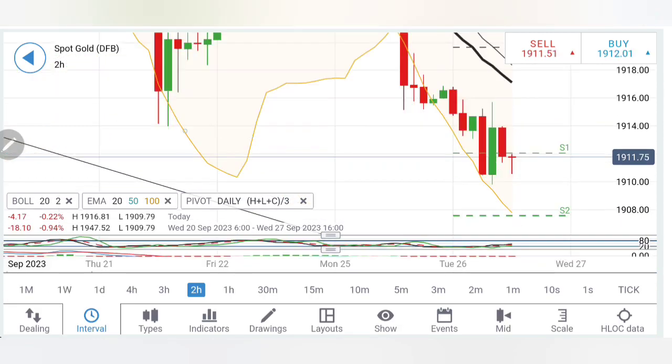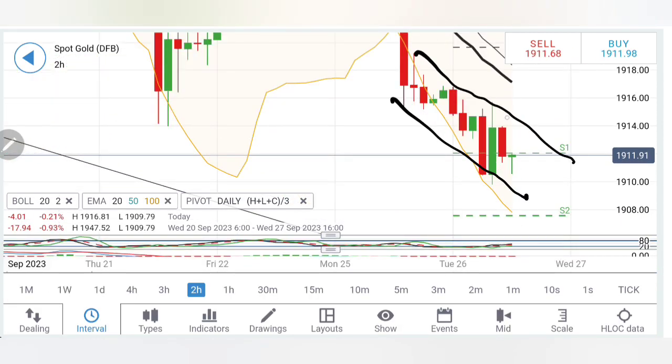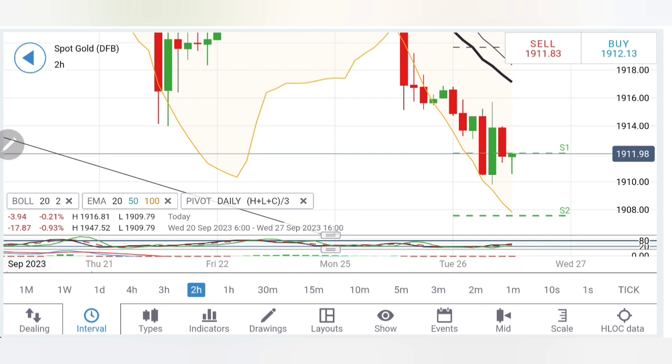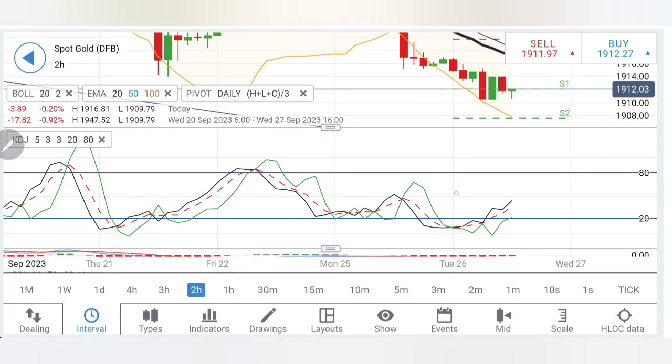Coming to 2 hour, look at the 2 hour chart. See, the swings are observed here. Lower highs, lower lows. On the upside 16, on the downside 8 and 10 zone. So this is the zone where we are going to see maximum support or resistance here for the day.